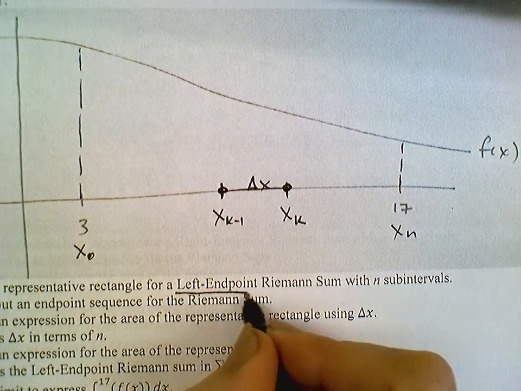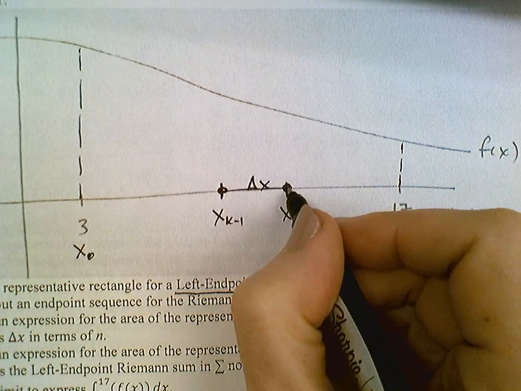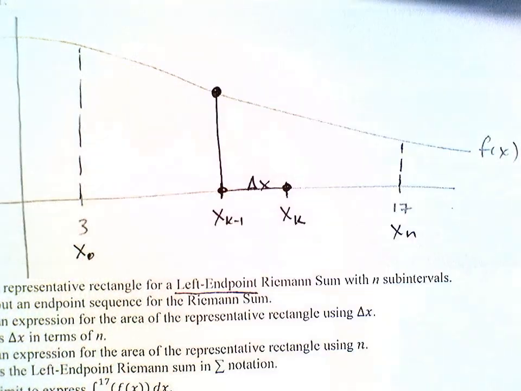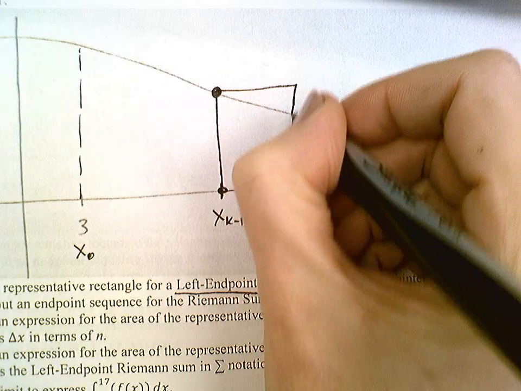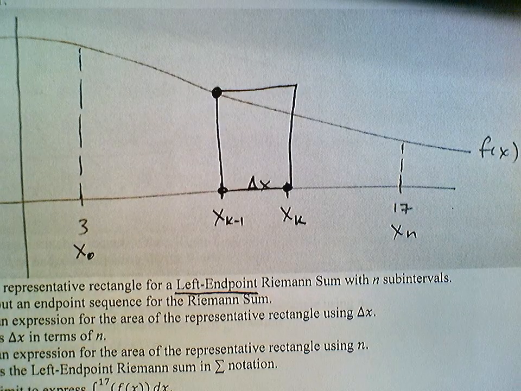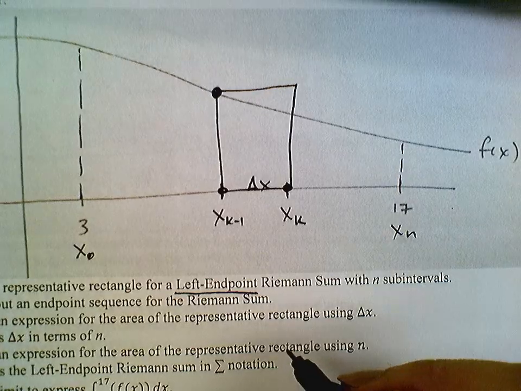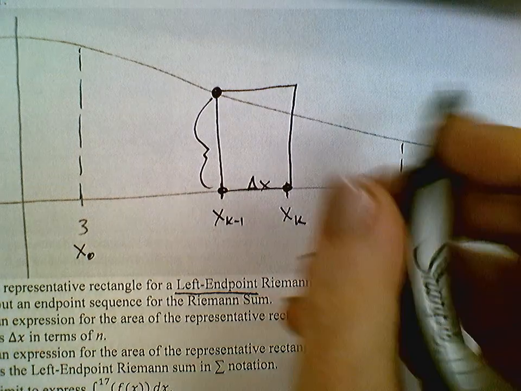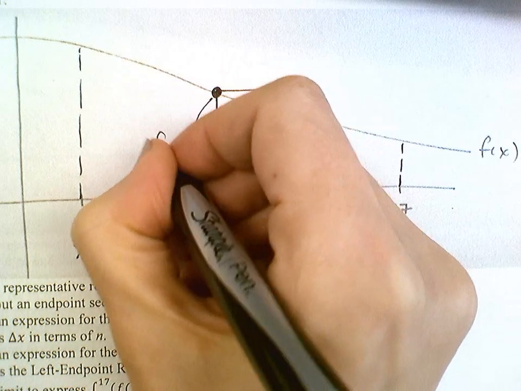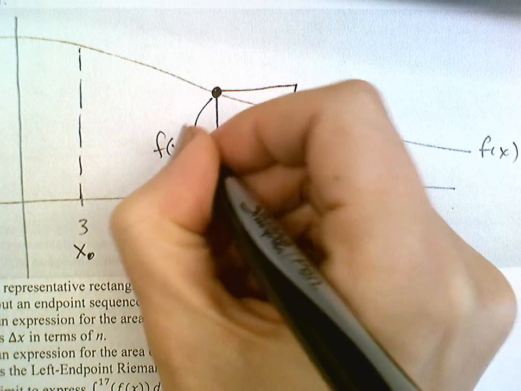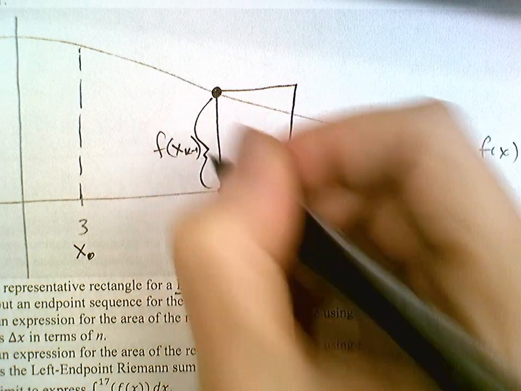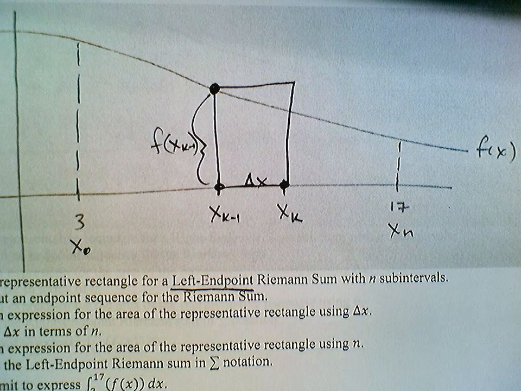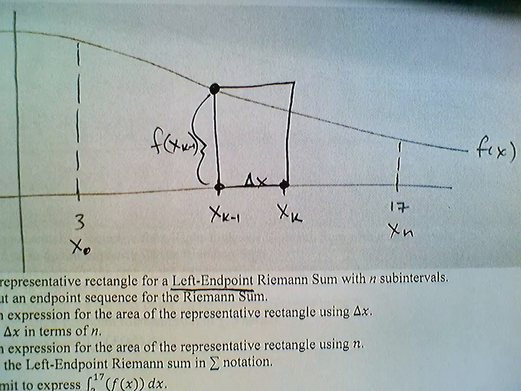They want us to use a left endpoint Riemann sum. So that means you take the left endpoint, go up to the graph, and then that is the height of your rectangle. Now this height is the function value. So the height is f of x sub k minus 1. All right, that's the height. So we drew that representative rectangle.